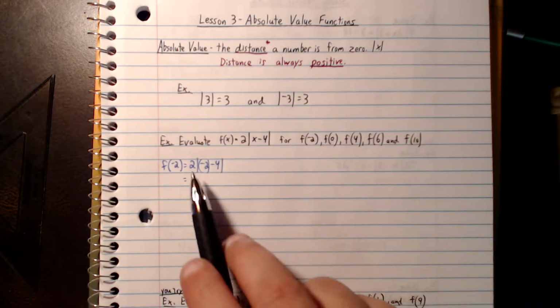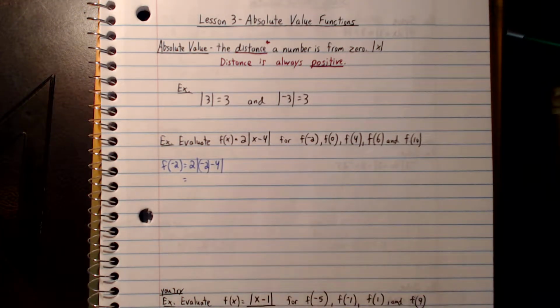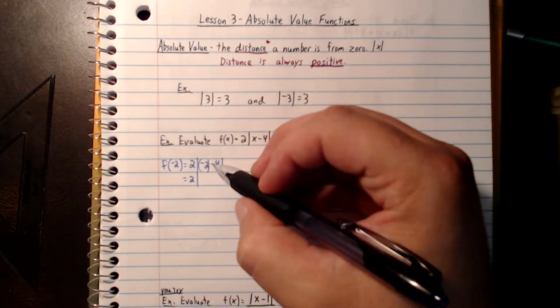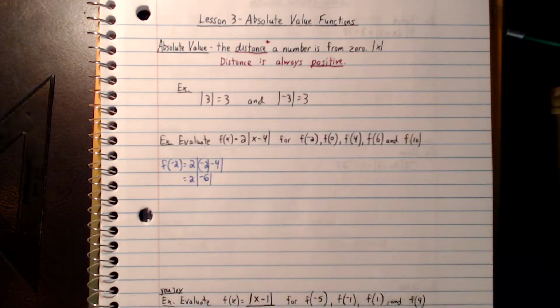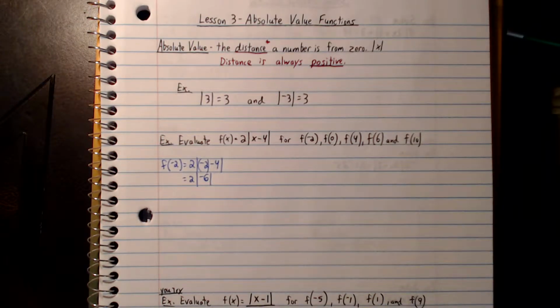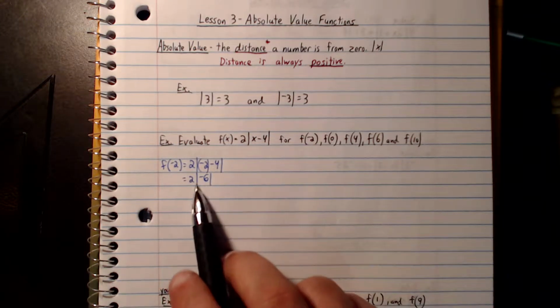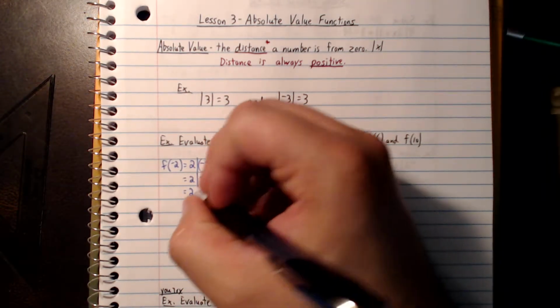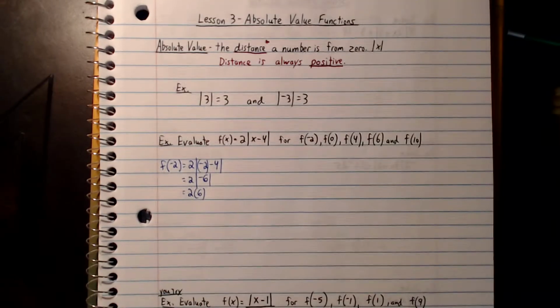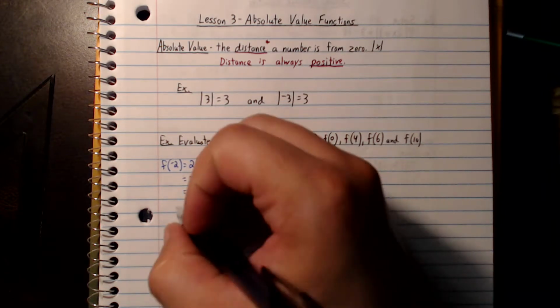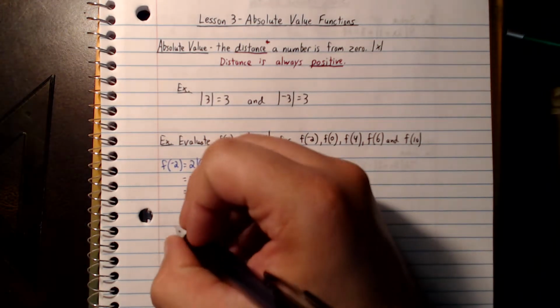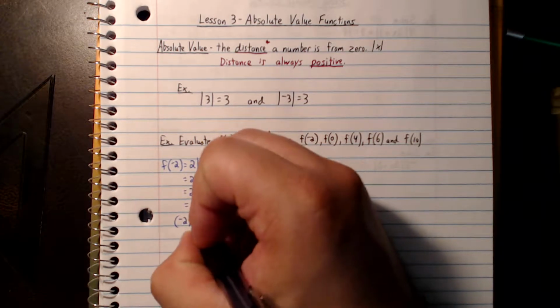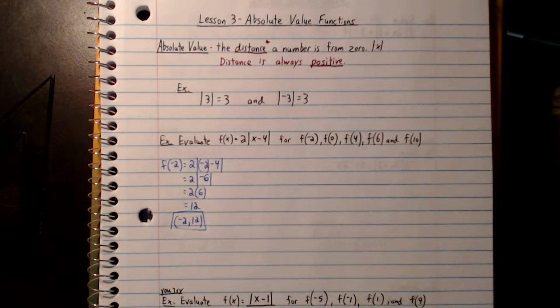I have to treat these as if they were parentheses, so I have to take care of anything inside of here first. Negative 2 minus 4, that's negative 6. Now, I'm at the point where I have to get this thing out of the absolute value brackets. So the absolute value of negative 6, how far away is negative 6 from 0? It's 6. Just pretty much you get rid of that negative sign at that point. And now we can do the multiplication. 2 times 6 gives us 12. So if I plug in negative 2, I expect to get 12 out as a result.